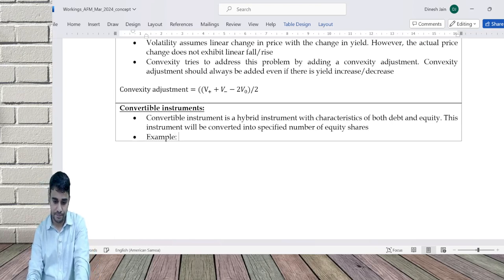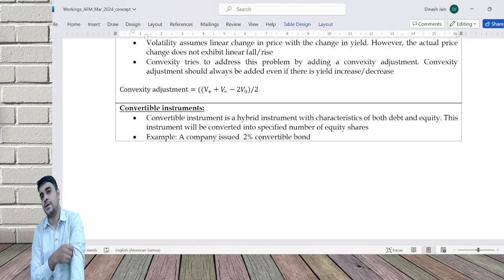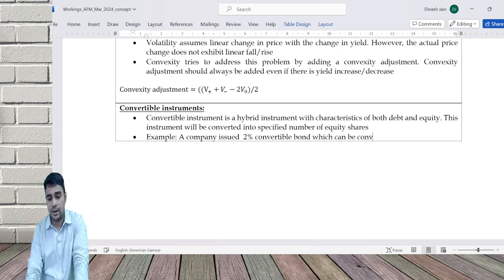Example, a company issued a 2% convertible bond, which can be converted into 10 equity shares.